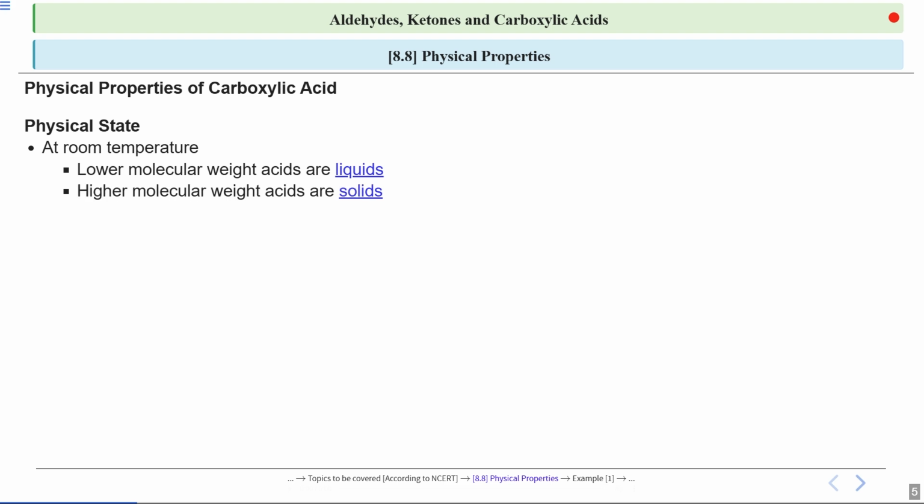If I talk about high molecular weight carboxylic acids, then they are usually solids. Now why solids? Because of their large size and strong intermolecular forces, they solidify at room temperature. Okay, so lower molecular weight, they are liquids, and higher molecular weight, they are solids.